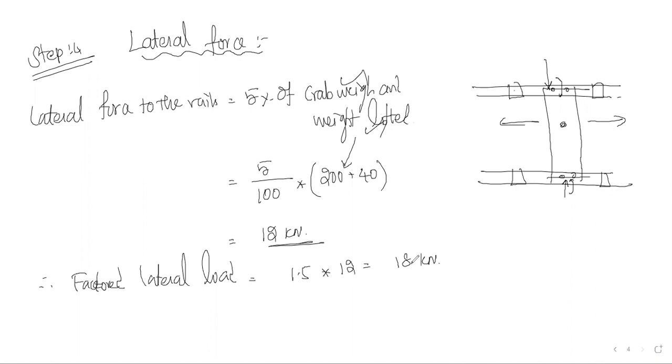This lateral force is going to be shared by each wheel. So lateral load per wheel is equal to 18 kilonewton divided by 2. Only two wheels we are going to consider. So 9 kilonewton.